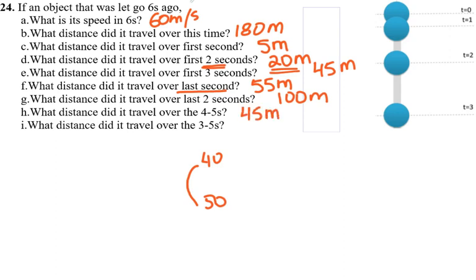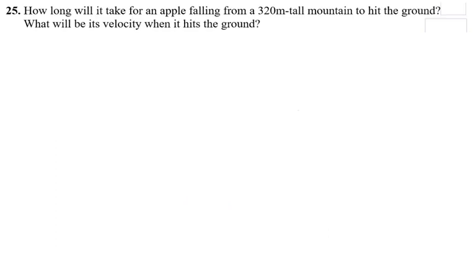And then what distance traveled between the 3rd and 5th? So 3, 4, 5. So 30 meters per second, 40 meters per second, 50 meters per second. And I need the distance traveled between these two. So average is 40 and times the time 2 seconds, between 3 and 5, 2 seconds. So 40 times 2 gives me 80 meters. Here's one more question.